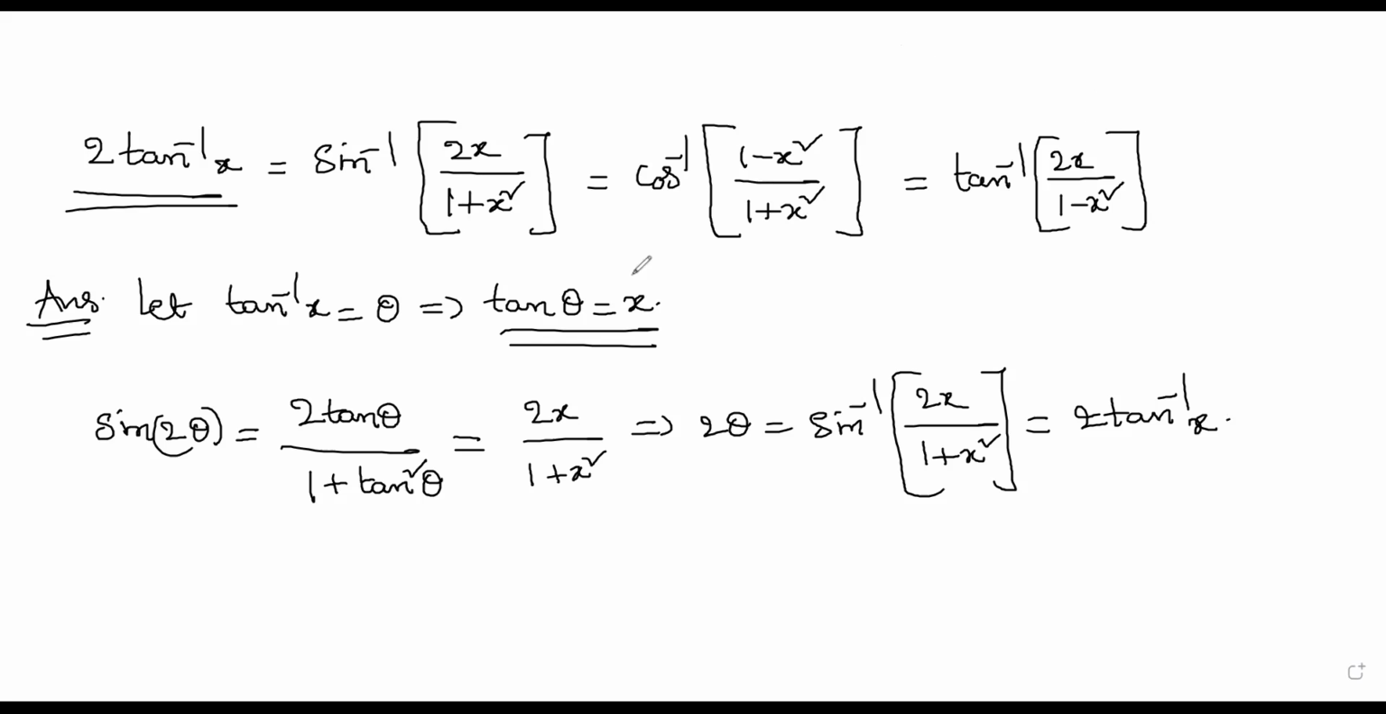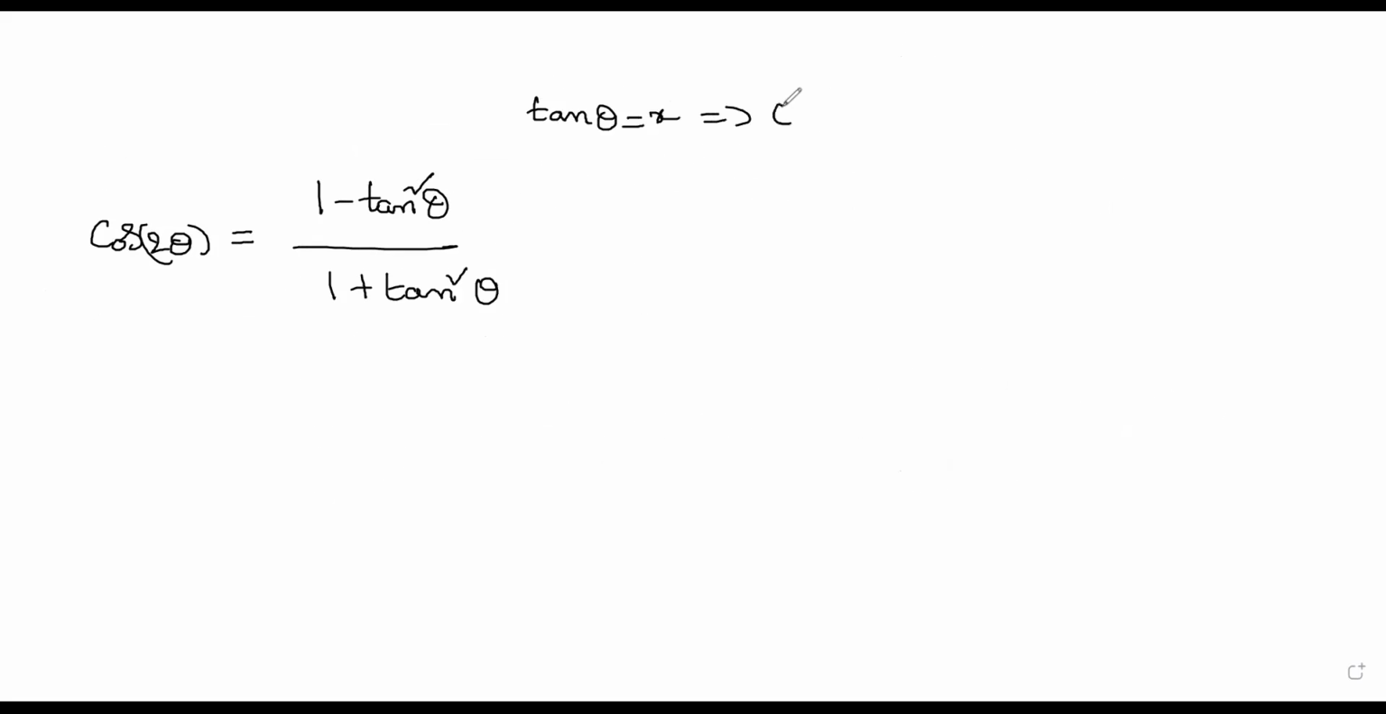Now the same for cos theta. We have to find cos 2 theta. Cos 2 theta can be written as 1 minus tan square theta divided by 1 plus tan square theta. Now we know that tan theta is x, so theta is tan inverse x. These are the replacements. So you get 1 minus x square divided by 1 plus x square.